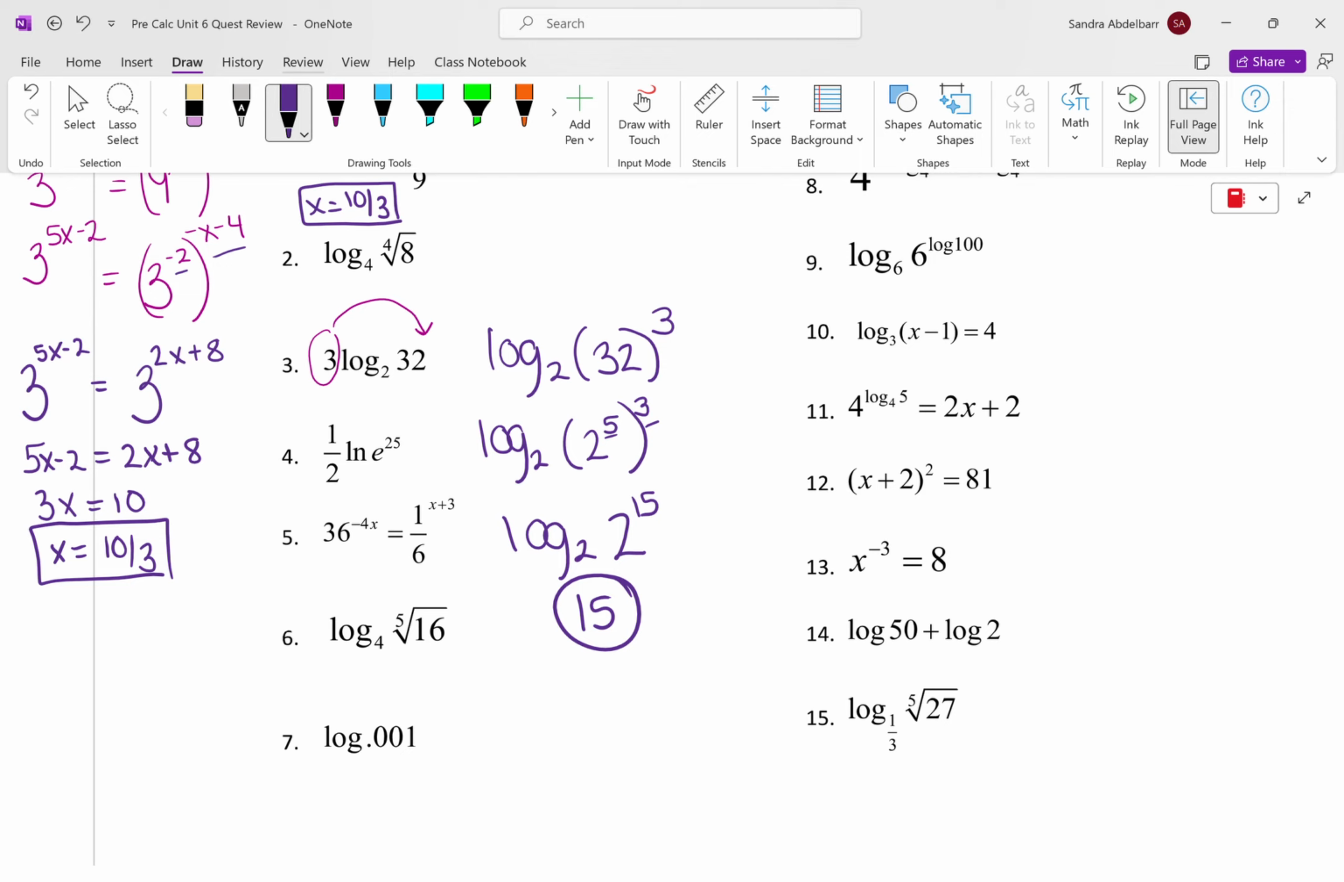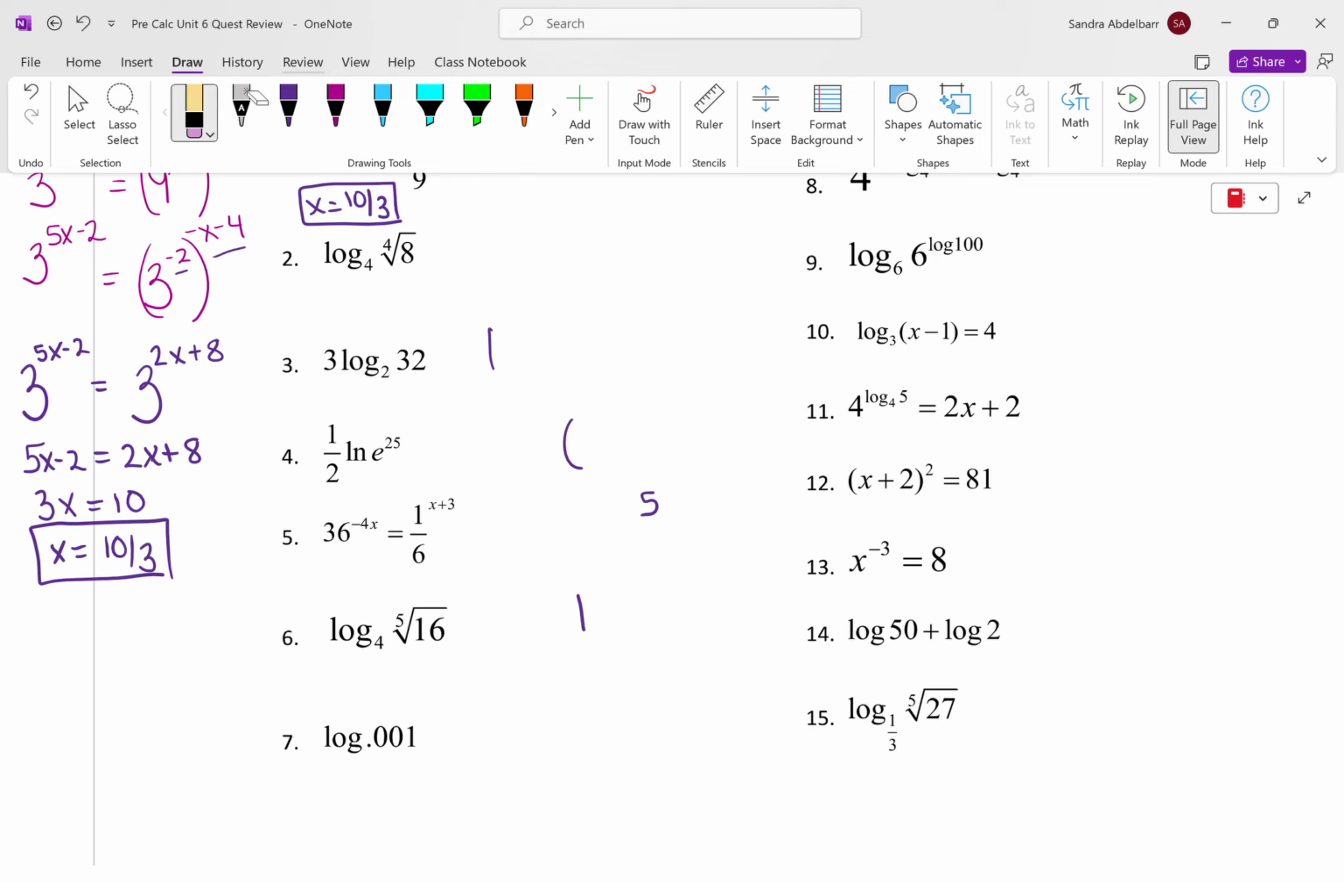Can I erase? Anybody still copying this? I have the answer key, so I'll post the answer key that shows all my work. The one that I posted isn't good.